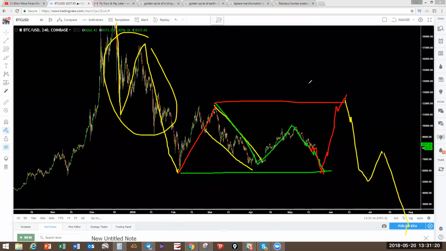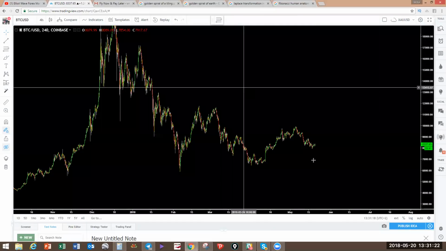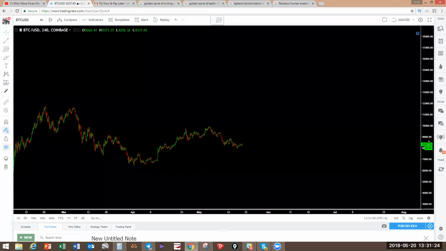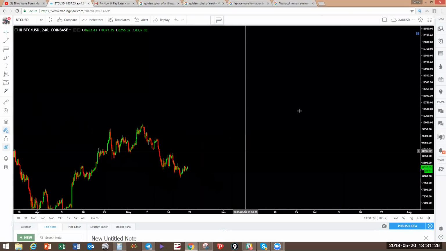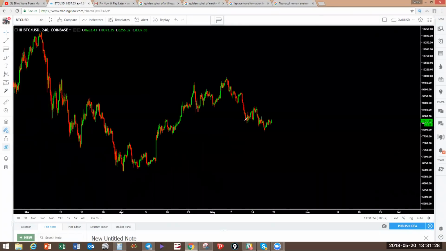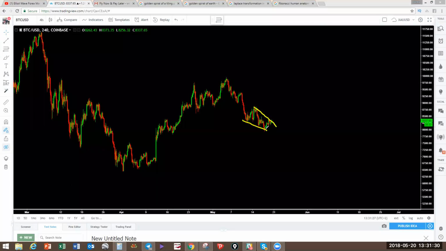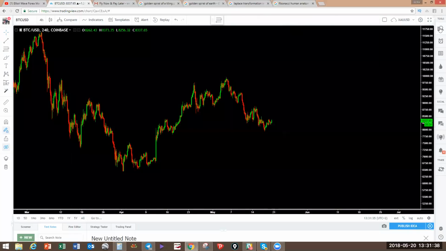All right, so now what you have here, you may be getting a bounce here. You're getting a V pattern. The V pattern may just be giving you a 3-wave bounce. Okay, that's the next immediate move that you can look at on Bitcoin.